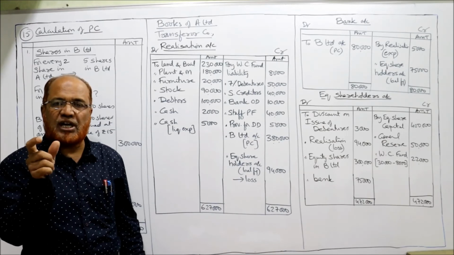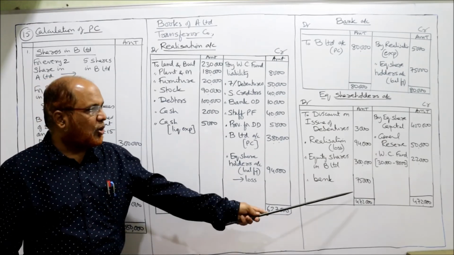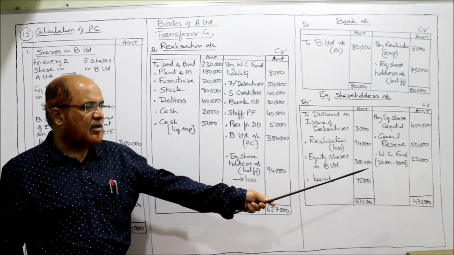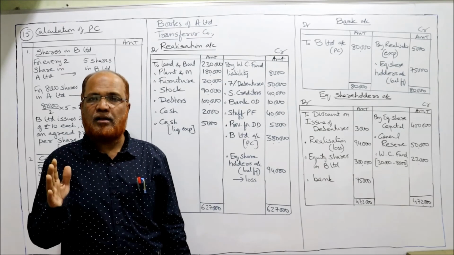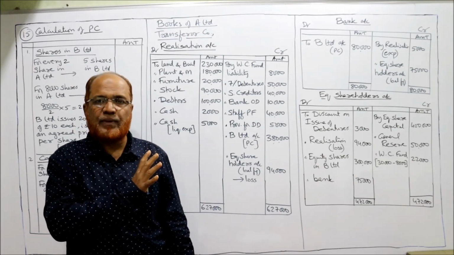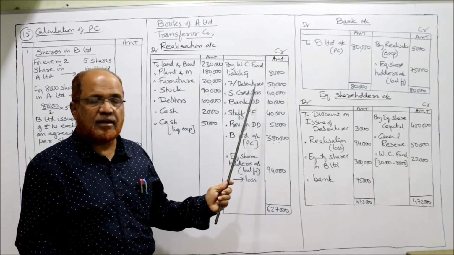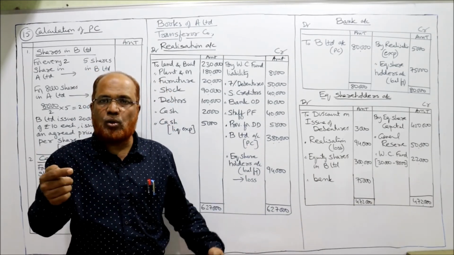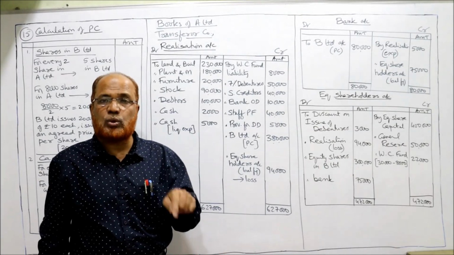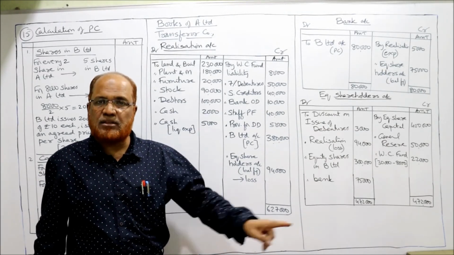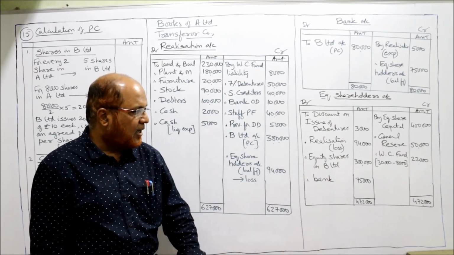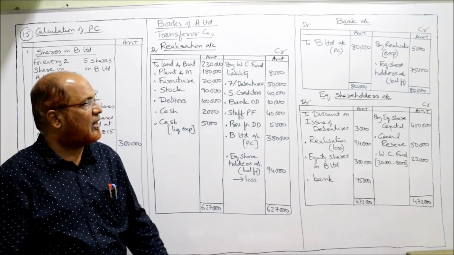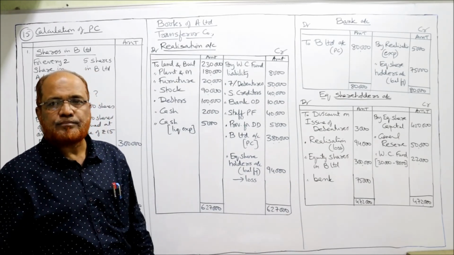If you have not committed any mistake anywhere, then the total of the equity shareholders account should get closed. If the debit and credit side totals are the same, understand that we have done the problem correctly. Otherwise, if you have committed a mistake somewhere, the total of this equity shareholders account will not tally. If you have not made a mistake, the total will be the same on debit and credit. Here you can find 4,72,000 on the debit side and 4,72,000 on the credit side. That means we have done it correctly. We have correctly posted, right?